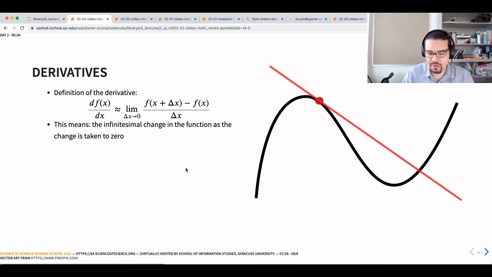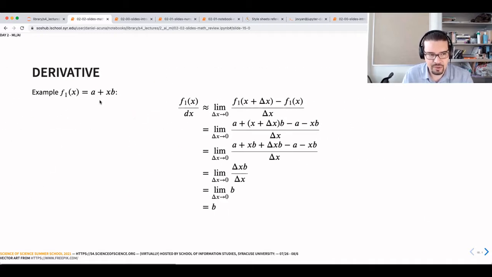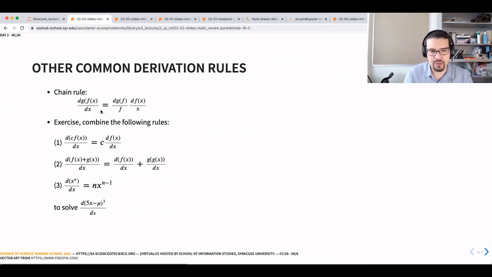So this is the definition, and you can apply the definition to a function like this. Let's say I want to take the derivative of this function with respect to x. I can apply the definition, and if I derive it at the end, I will get b. And if you have training in calculus, you don't even need to do the derivation, because you know certain properties. So that's one of the nice things about derivatives, that you have all these derivation rules that you can apply very easily, and you can take the derivatives of very complex operations.